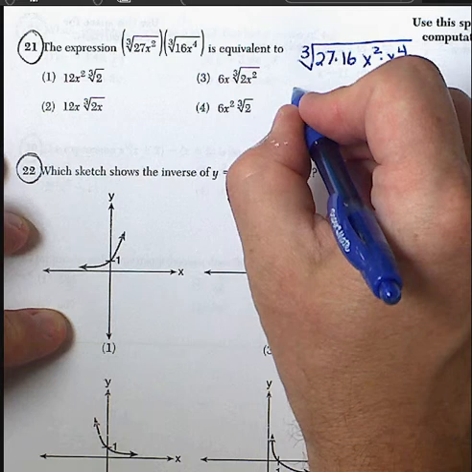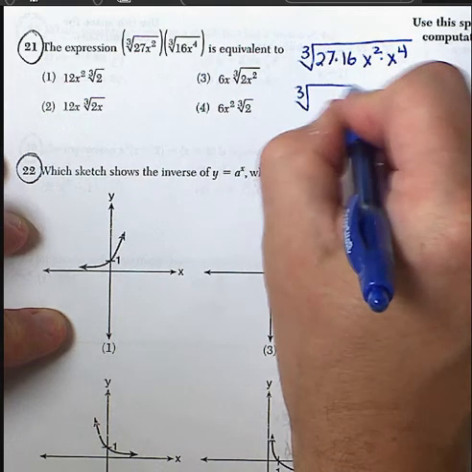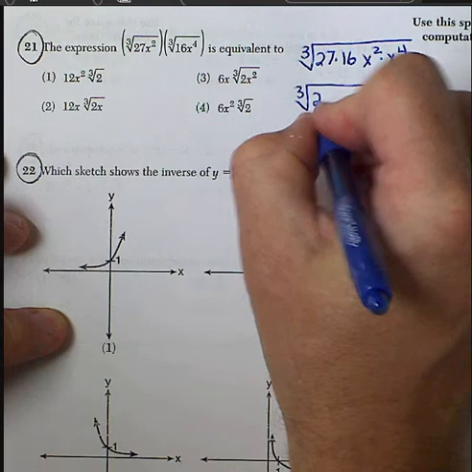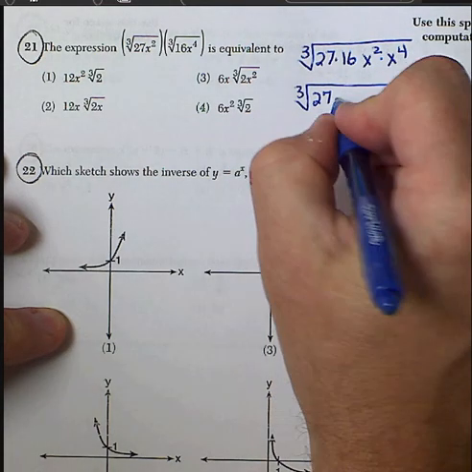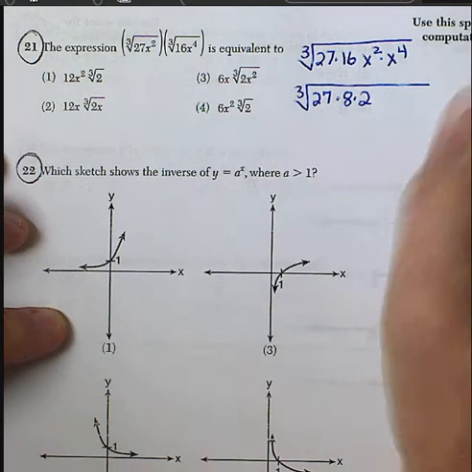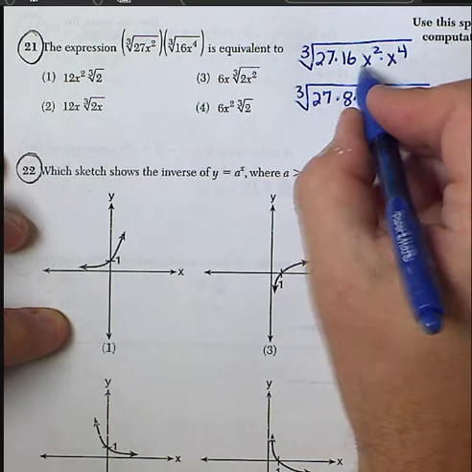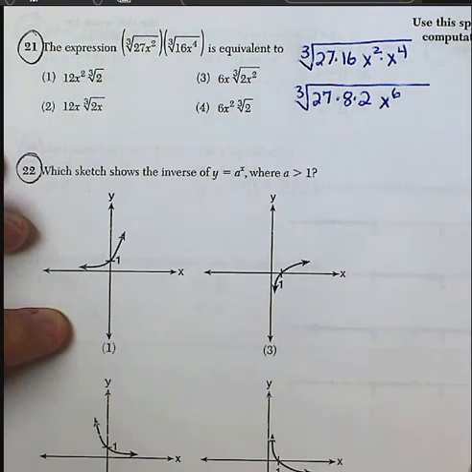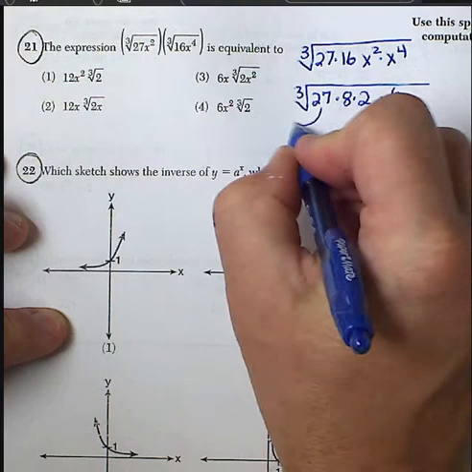Those things that you can break up into perfect cubes, go ahead and do that. 27 is a perfect cube, so I'm going to leave it alone. 16, I'm going to break up into 8 times 2 because 8 is a perfect cube. And when I multiply these two together, I add their exponents, and I get x to the sixth, which is also a perfect cube.